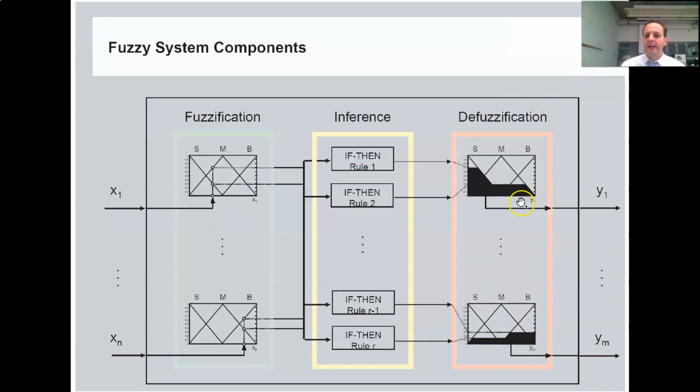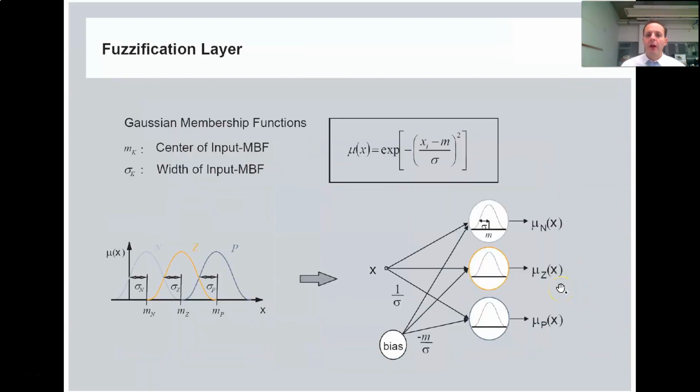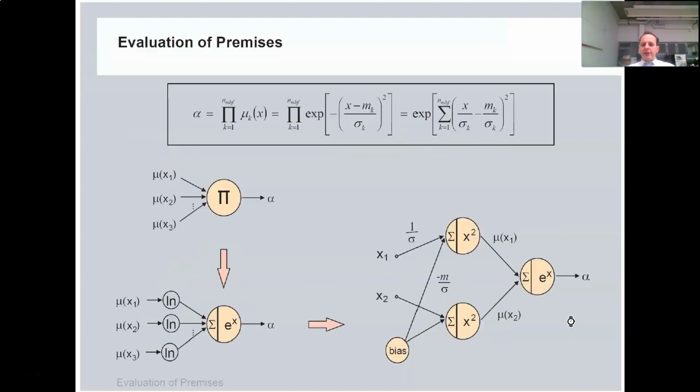And then we have the fuzzification and then the generation of the inputs. Well, the fuzzification layer depends on the membership functions. In this case, the membership functions depend on the center and the width. So depending on the input and the bias, the fuzzy value, the fuzzified input, is generated.